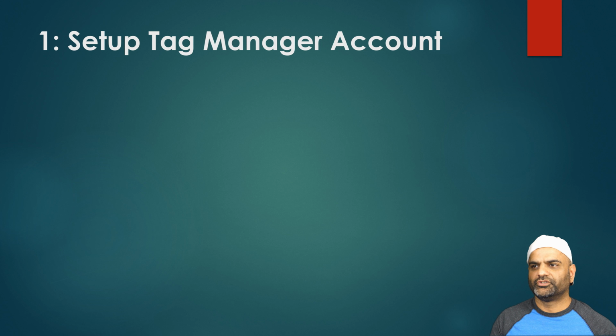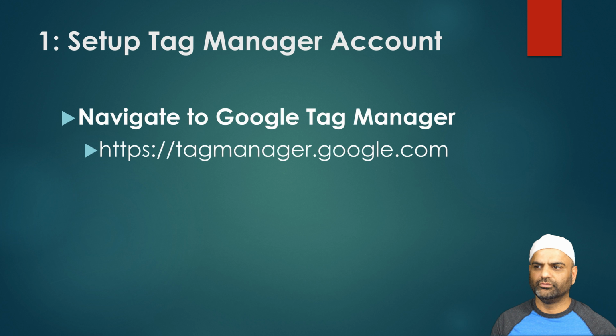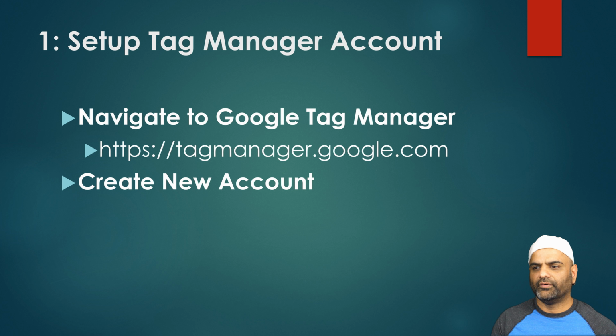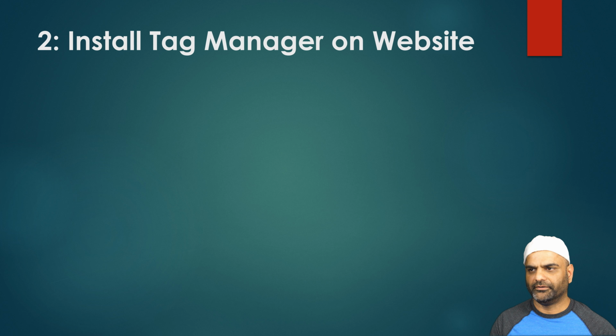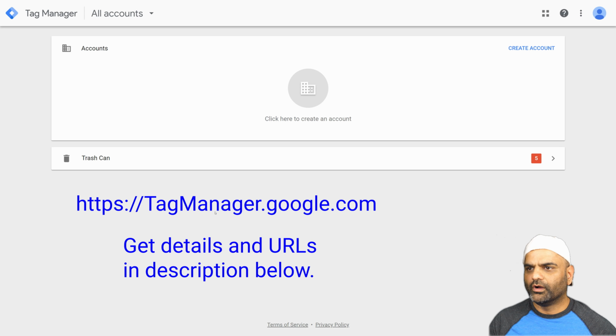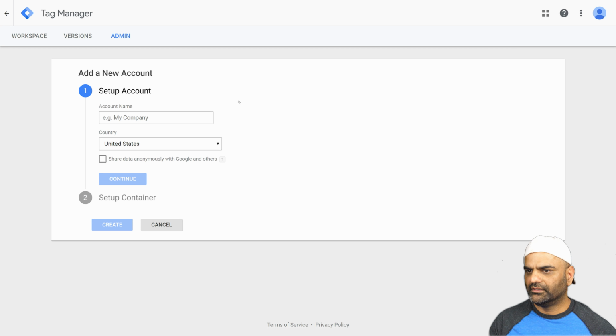In part 1, I will show you how to set up the Tag Manager account. We will navigate to Google Tag Manager, which is tagmanager.google.com. Once that is done, we will create a new account and create a new website container. So here I am on the Google Tag Manager website. If you have not already logged into your Gmail account, it will ask you to log in. Once you're logged in, you will get here. The first thing we need to do is create a new account. Let's click on that.